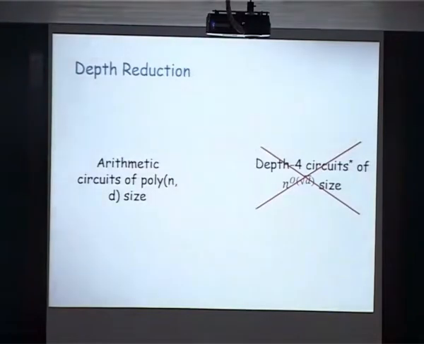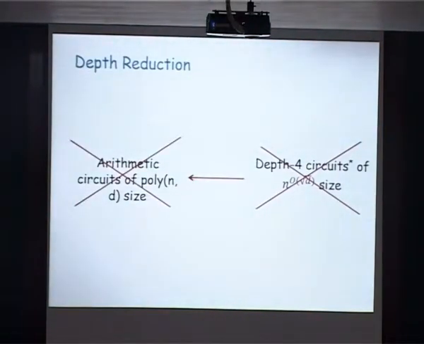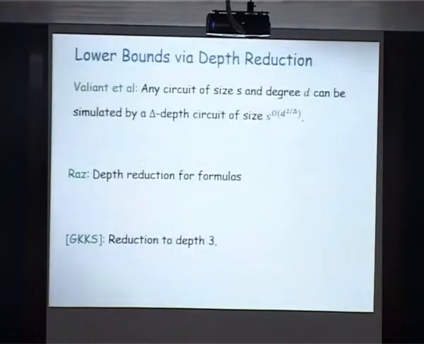So you could try to prove lower bounds against these circuits. So let's say if you have an explicit polynomial which requires depth 4 circuits of size more than that, then that must require super polynomial arithmetic circuits overall. So this is what one tries to do here.